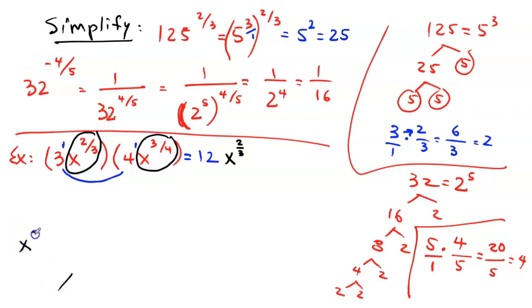Okay. X to the 2nd times x to the 3rd power. What do I do with the exponents? Add. X to the 2/3 times x to the 3/4, I add the exponents. So let me do that. Here's the problem about rational exponents: when we multiply powers, we need to add the exponents, and people get confused adding the exponents.